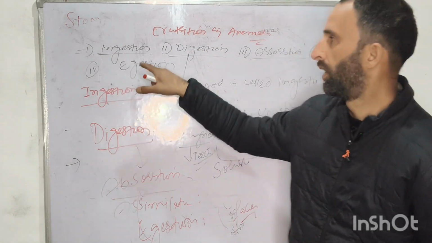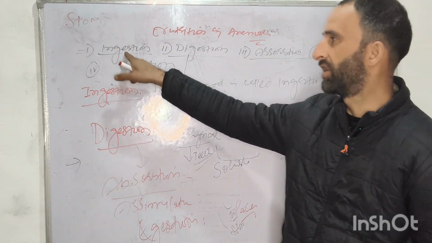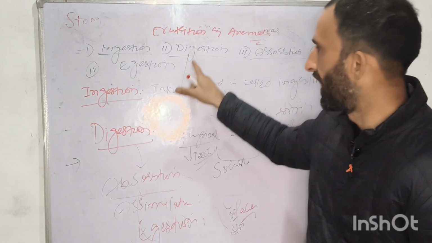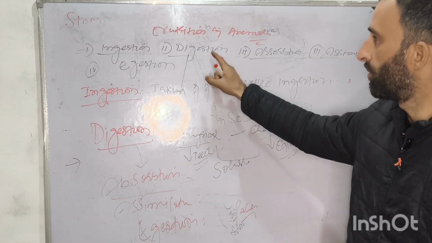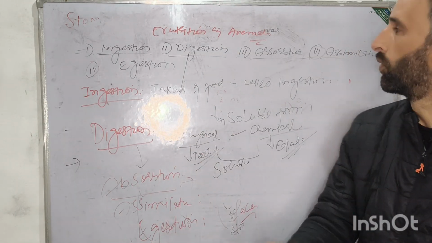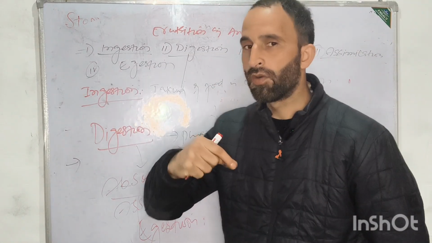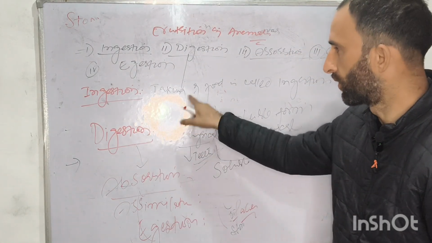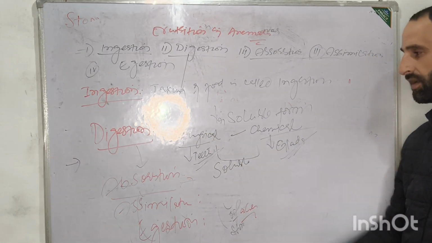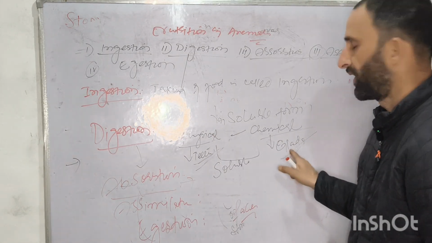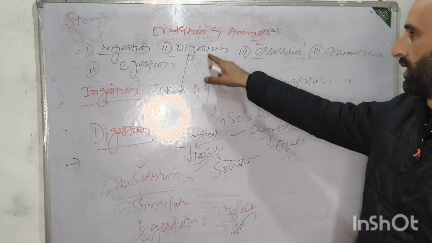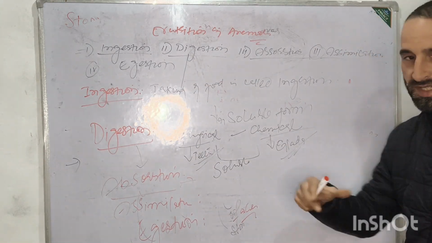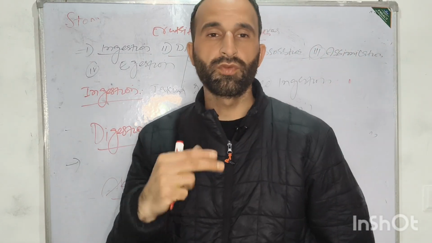Again, a brief recap. Ingestion means taking of food. When we take food in our mouth, it is called ingestion. Digestion means breakdown of food. The food which we take in our mouth is solid. Digestion starts in the mouth. There occur two types of digestion: physical digestion, which is grinding, and chemical digestion with the help of glands. So grinding and chemical action make this food into soluble form.